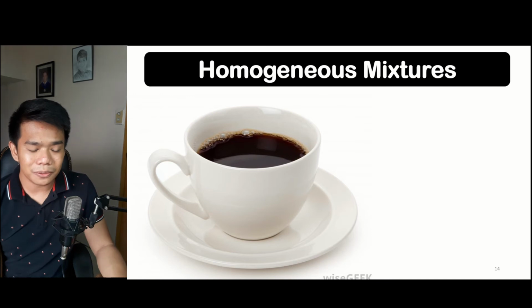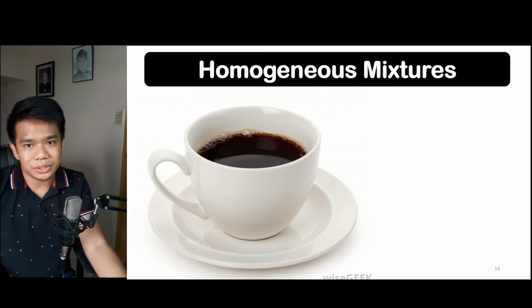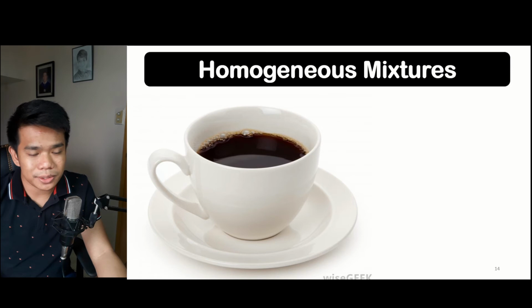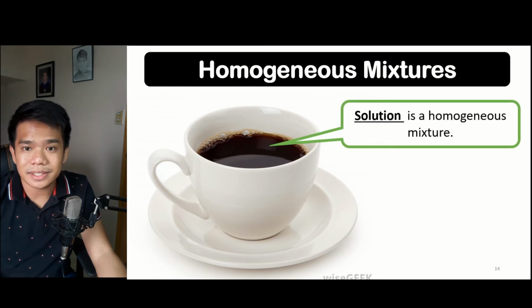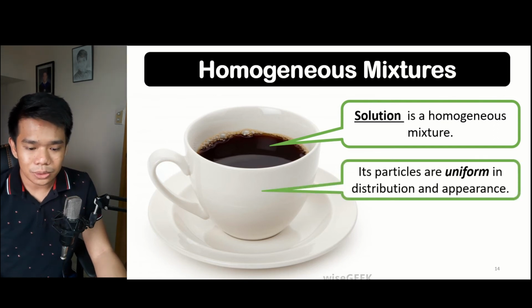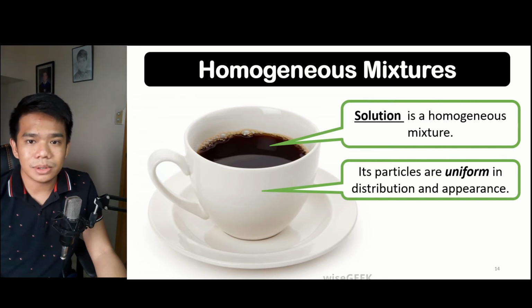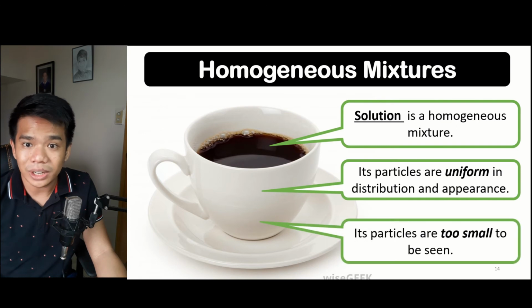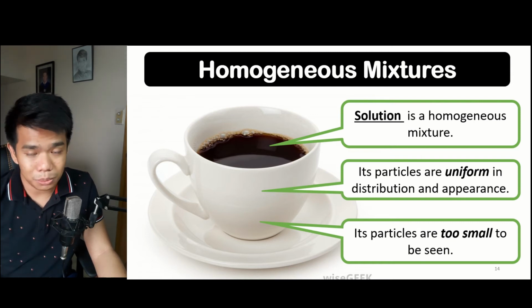So let us now go first with the first type of mixture, which is the homogeneous mixtures. Homogeneous mixtures are also known as solutions simply because they are made up of two components, namely the solute and the solvent. Later we will be discussing what those are. Take note that in homogeneous mixtures, the particles are uniform in distribution and appearance. Therefore, it cannot be seen with the naked eye, and its particles are too small to be seen because most of the solute particles are dissolved within the solvent.